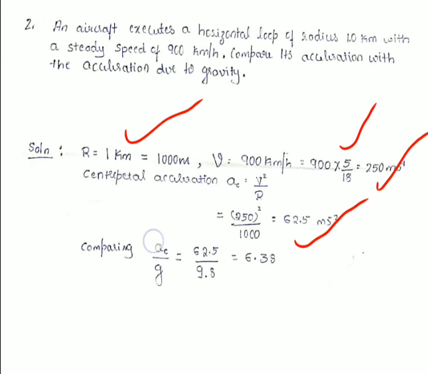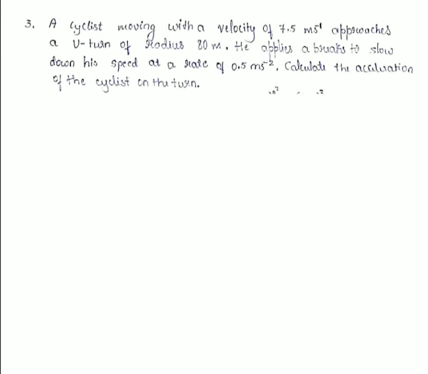Compare the value, that is a_c upon g. The a_c value is 62.5, the g value is 9.8. Then what will you get? You will get the answer as 6.38. Okay, let's see the next problem.